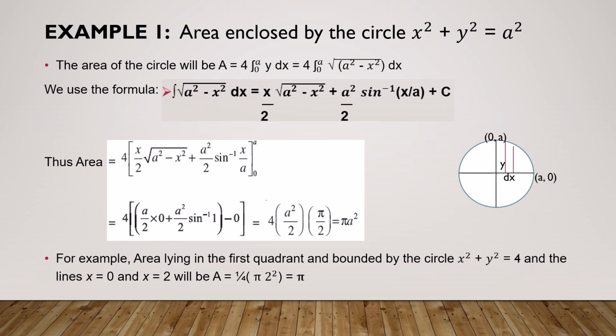So directly, if you are asked an example saying that find the area lying in the first quadrant and bounded by the circle x square plus y square is equal to 4. You have to find the area of the circle x square plus y square is equal to 4 bounded by the lines x equal to 0 and x equal to 2. Then the area directly you put in this formula. Since they are asking only for the first quadrant, you need to divide by 4. So it is 1 upon 4 pi a square. The radius here is 2, so 2 square, which is equal to pi after simplification.